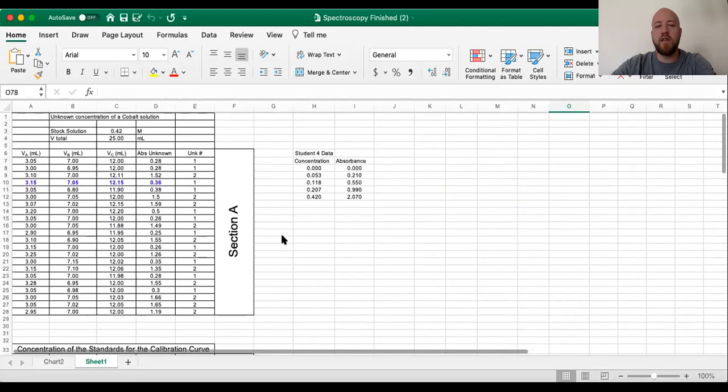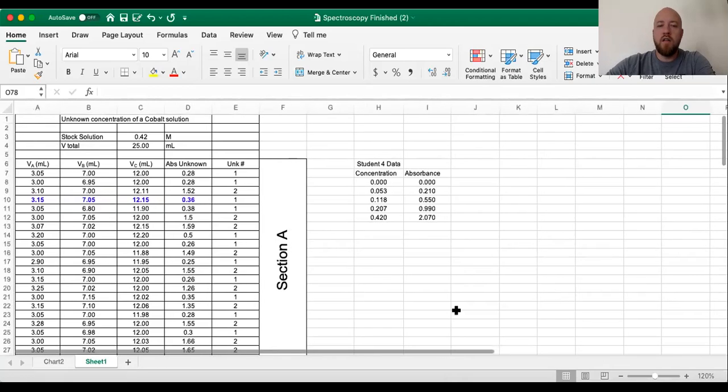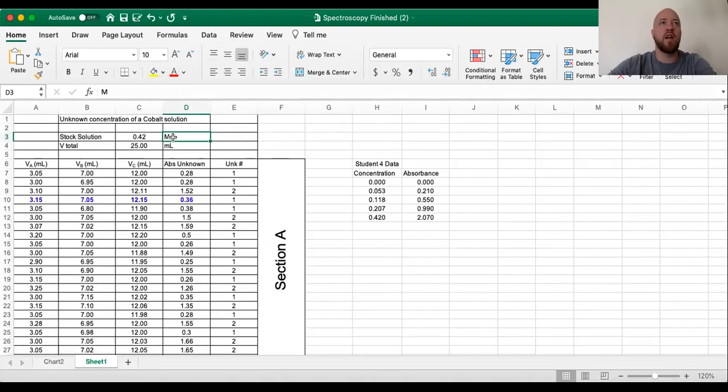Okay, so this is an Excel sheet. Again, some features here are going to be a little bit new. Now there's not really a whole lot on here, okay, that you specifically have to focus on. I'm just going to talk about some of the terms here, okay? So the stock solution was 0.42 molar. Okay, so that is molarity. The capital M is the concentration. Okay, so anytime you see a capital M, you're talking about the concentration of the sample.